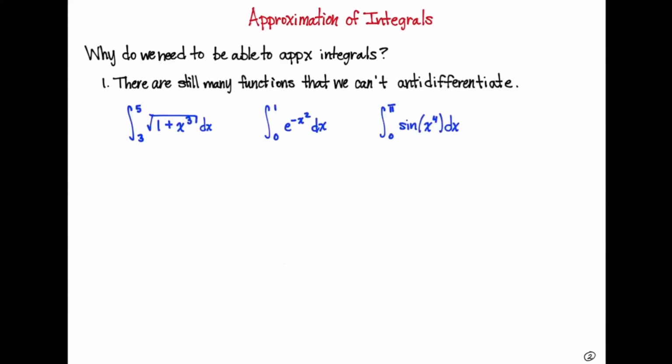So why do we need to be able to do this? A couple reasons. There's so many functions that we don't know how to anti-differentiate, as I just mentioned, and these are a few of them. We will learn how to do the integral from 0 to 1 of e to the negative x squared dx, that middle one. We'll do that in a couple weeks when we get to sequences and series, but for now, we don't have any way that will allow us to integrate it.